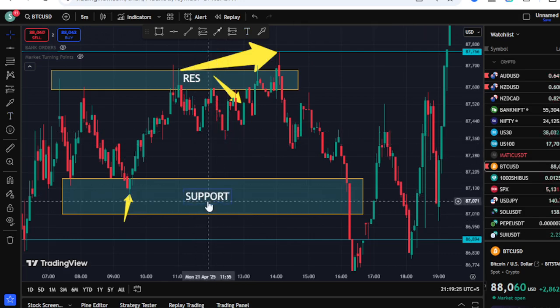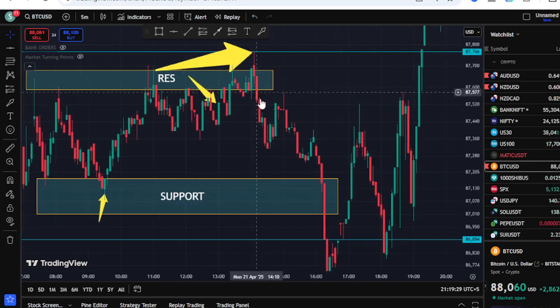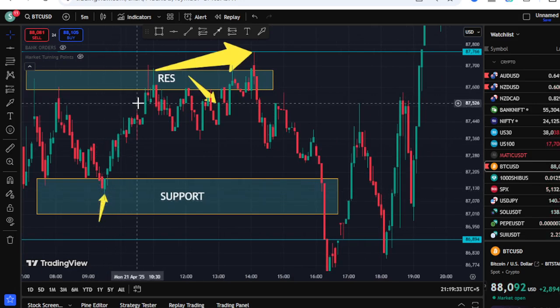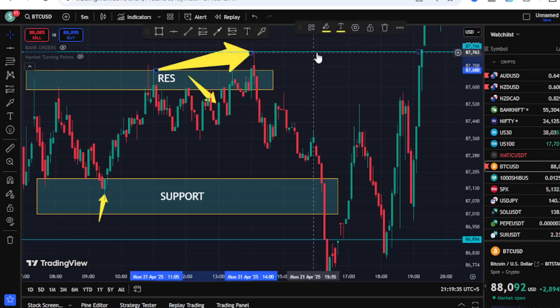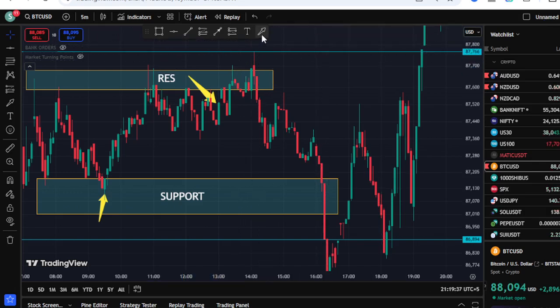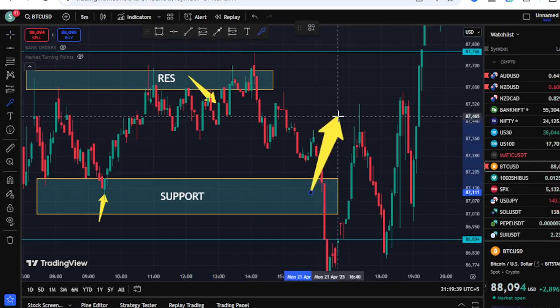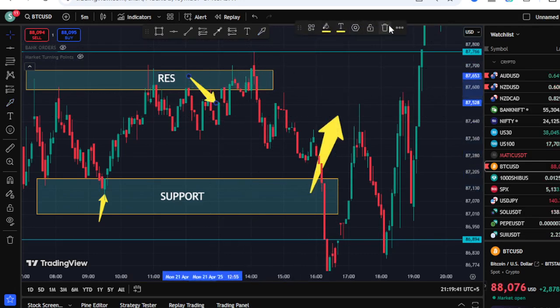So when you are considering this as support level, now when the market comes here, they have seen, oh, this is the previous move exactly from this level. So what will the retail trader do? The retail trader will exactly open his buy trade from here. I'm going to remove the top one.